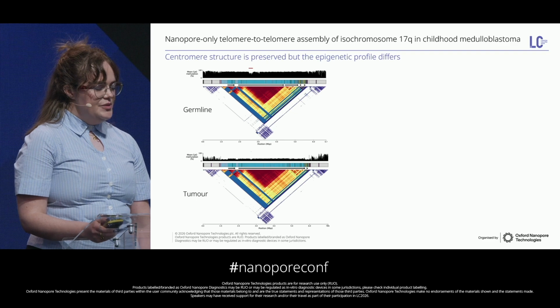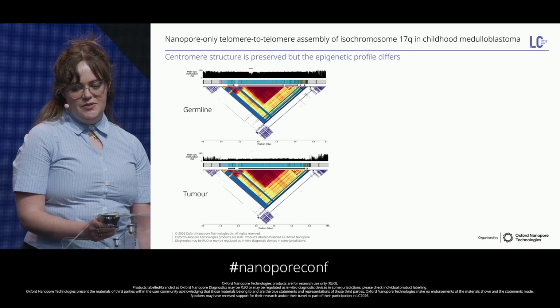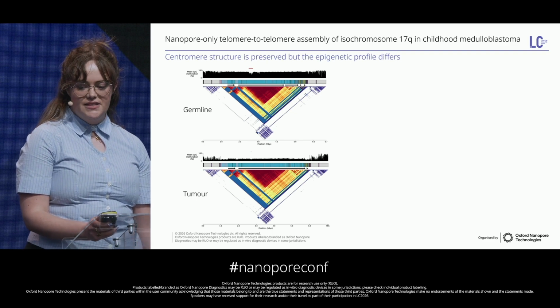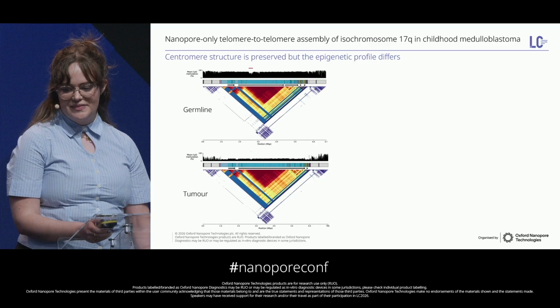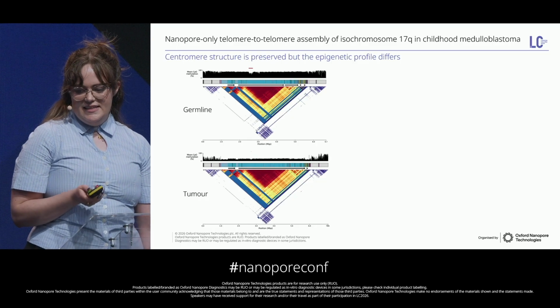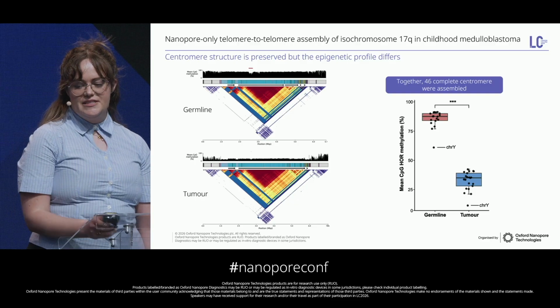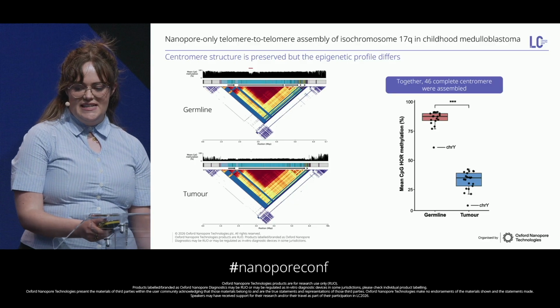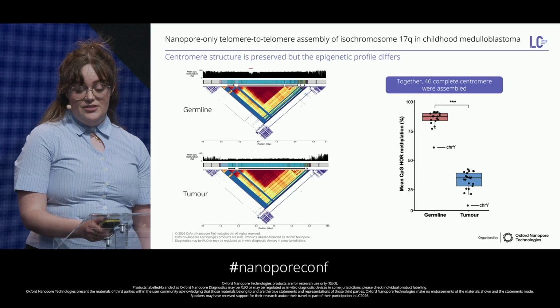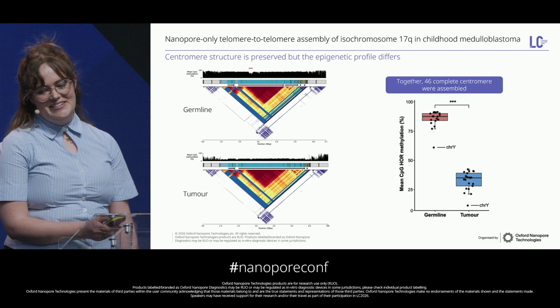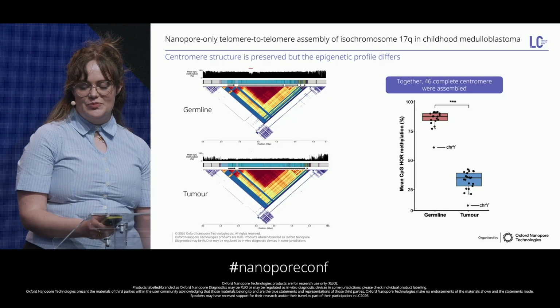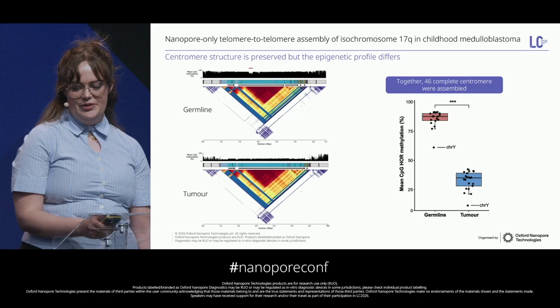However, looking at the tumour, we have almost a complete lack of CpG methylation. So our first thought here was that this could be an isochromosome-specific signature. To investigate this, I performed whole genome assembly of the germline and tumour data. Using hifiasm ONT, 46 complete centromeres were assembled across the germline and tumour.